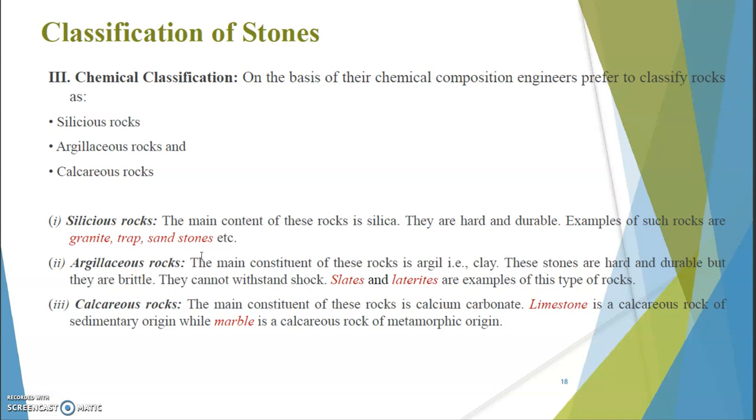What composition is predominantly available in the mass of the rock? Based on that we have the classification: siliceous rocks, argillaceous rocks, and calcareous rocks. Siliceous rocks: the main content of this rock is silica. Of course, they are hard and durable. Examples are granite, trap, sandstone, etc.